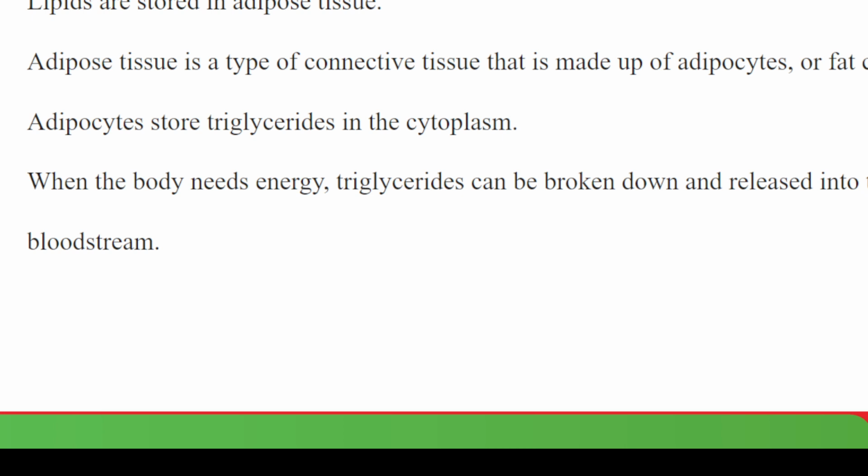So where are these lipids stored exactly? When you have taken in these lipids, they are stored in what you call the adipose tissue. That's one of the tissues in the body. The adipose tissue is a type of connective tissue that is made up of adipocytes. Adipocytes are fat cells found in the body. So you can simply say fat cells instead of adipocytes, and that will really mean the same thing. Adipocytes store triglycerides in the cytoplasm.